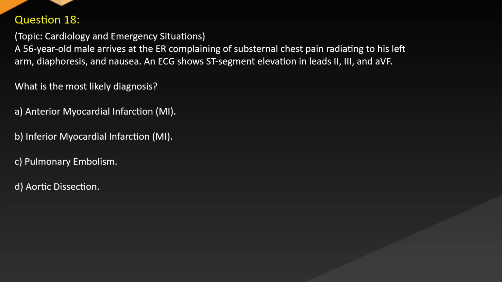A 56-year-old male arrives at the ER complaining of substernal chest pain radiating to his left arm, diaphoresis and nausea. An ECG shows ST segment elevation in leads II, III, and aVF. What is the most likely diagnosis? A. Anterior myocardial infarction, MI. B. Inferior myocardial infarction, MI. C. Pulmonary embolism. D. Aortic dissection.